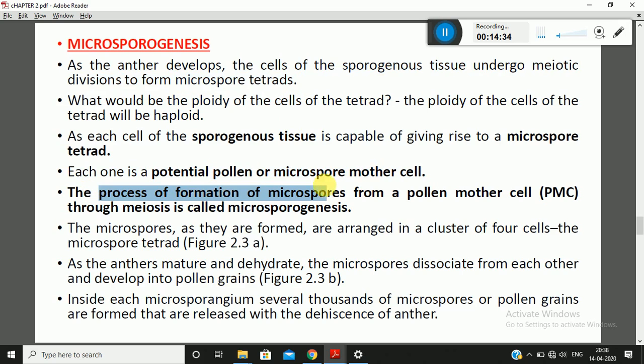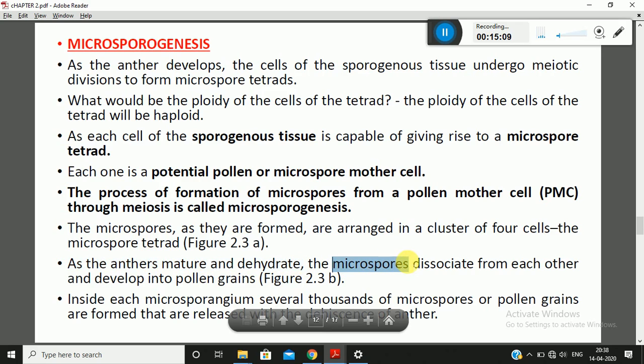This process of formation of microspores from a pollen mother cell through the process of meiosis is known as microsporogenesis. As I have told earlier, initially these microspores are arranged in a cluster of four cells together. That's why they are known as tetrad. After meiosis has taken place, initially all four microspores will be attached with each other. Now, as the anther undergoes maturation and dehydration, all these microspores will dissociate from each other and they will develop as an individual pollen grain.